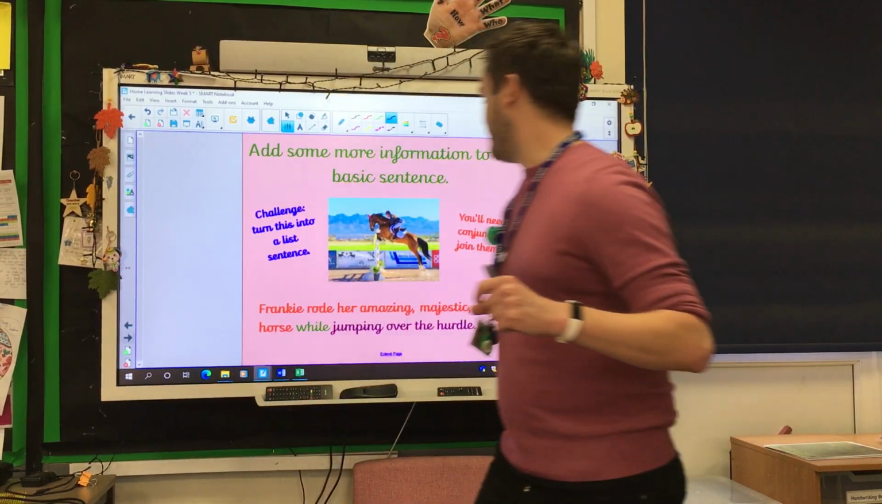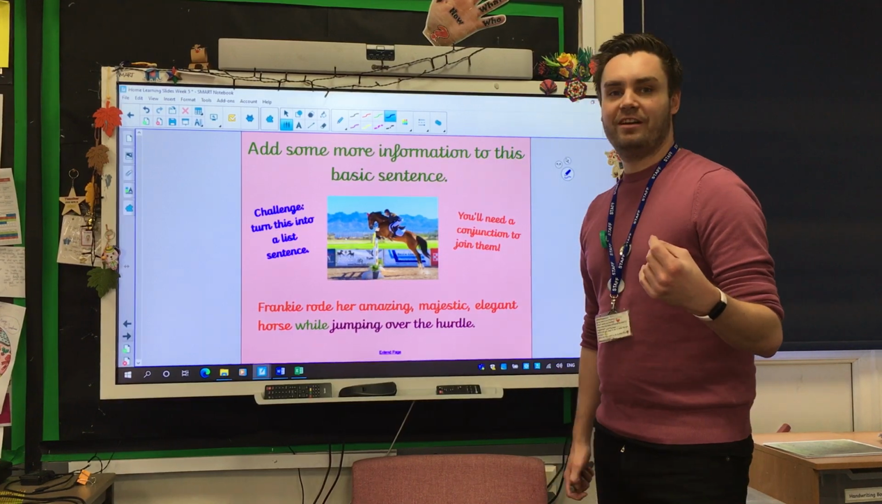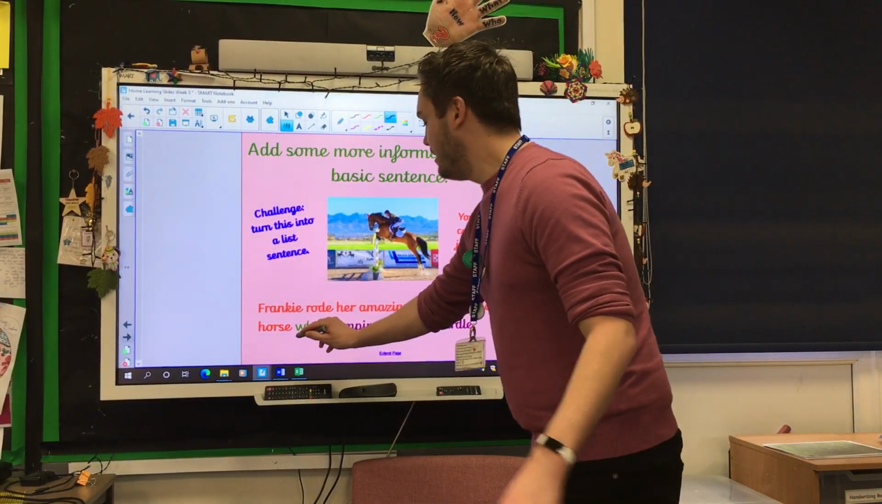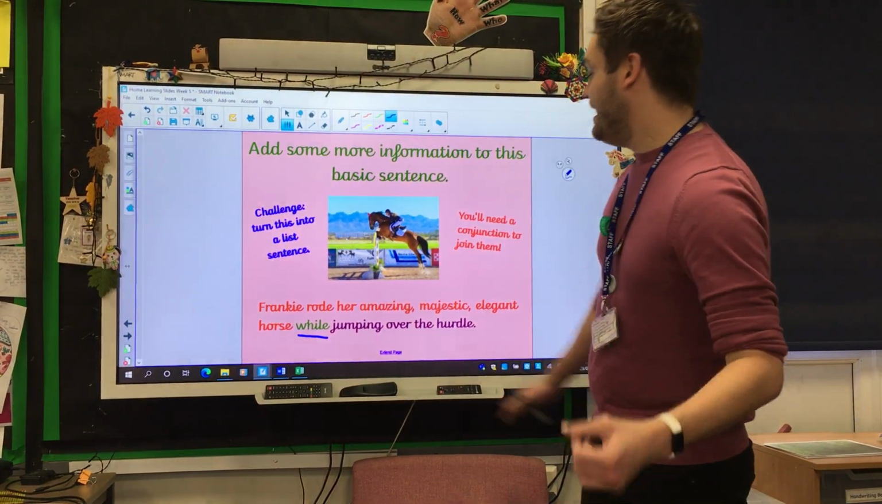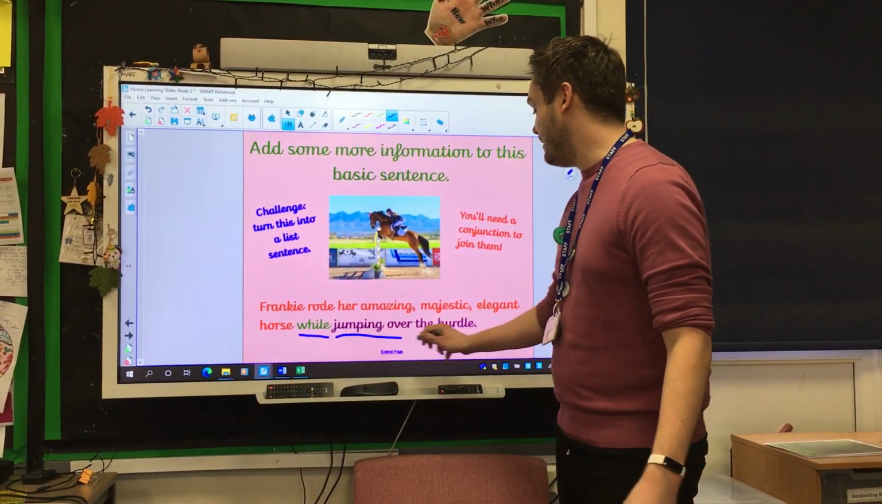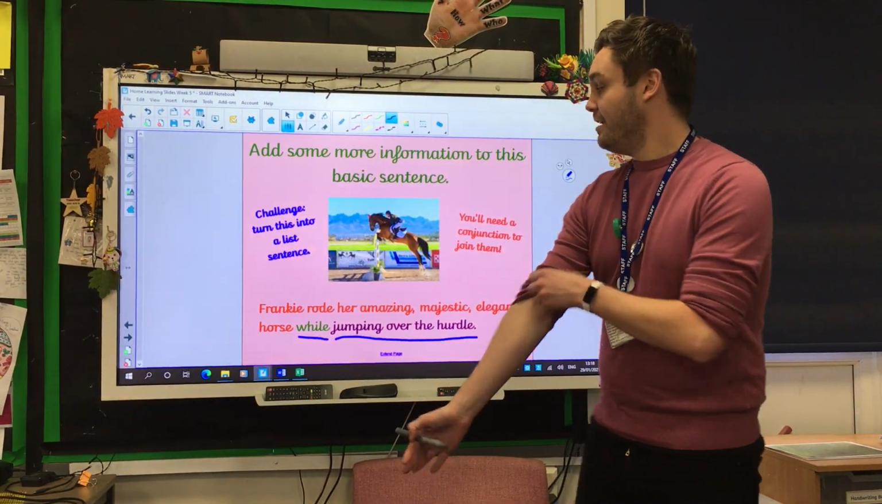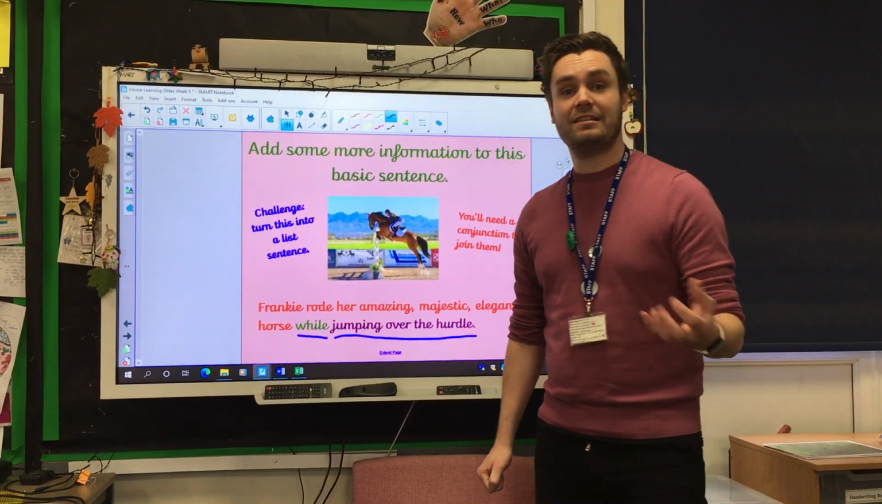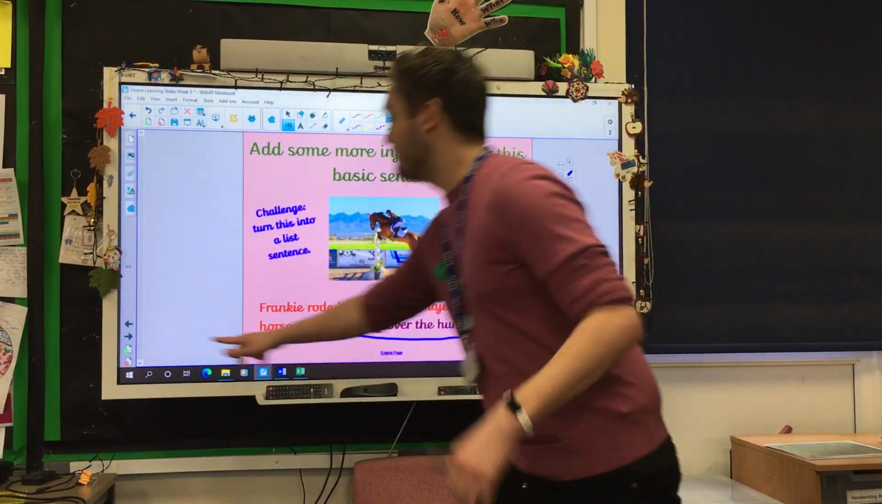So, Frankie rode her amazing, majestic, elegant horse while jumping over the hurdle. While, in green, is our conjunction. It's that exciting one we were looking at yesterday. It then gives us the opportunity to provide us with a little bit more information. There's a hurdle, she's jumping over it. Of course, well done if you've turned it into a list sentence. Brilliant. Don't worry if you haven't. There'll be a couple more chances to go through this now.